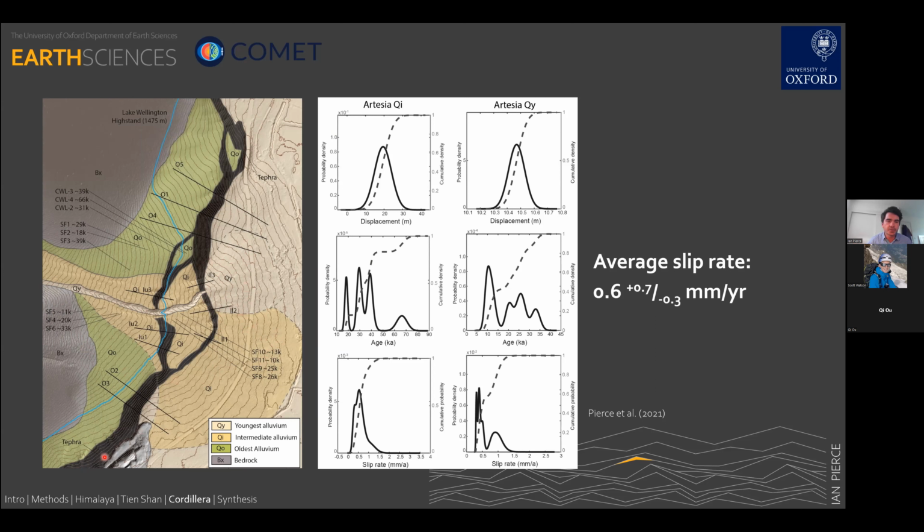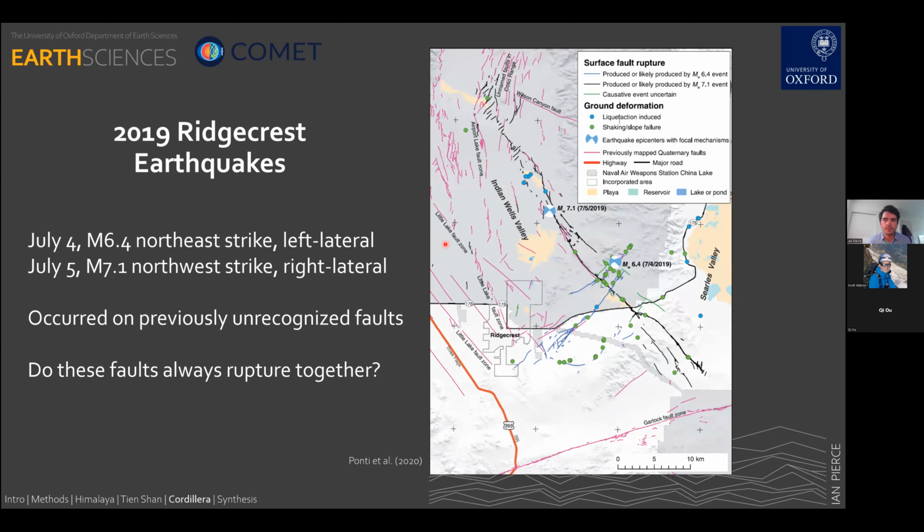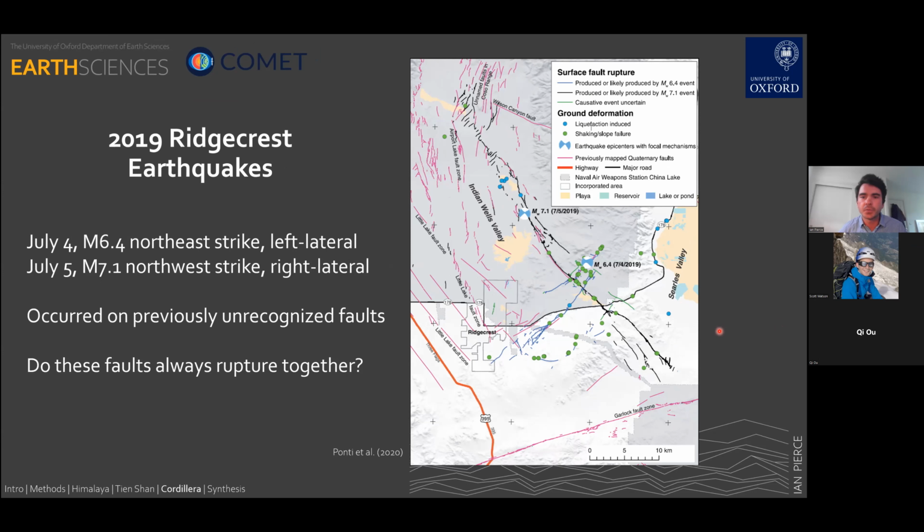So it's possible that this range could be accommodating some oblique motion. And in fact, the orientation of the range and much of the geometry suggests that it might be, but any evidence of lateral shear is obscured. So if we don't see direct evidence of lateral slip on these faults, what should we expect during an earthquake?